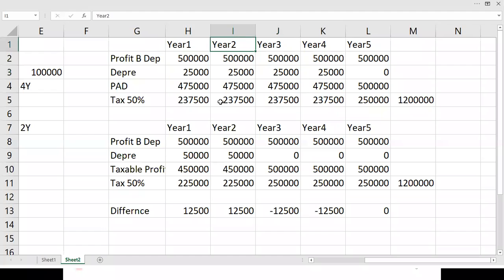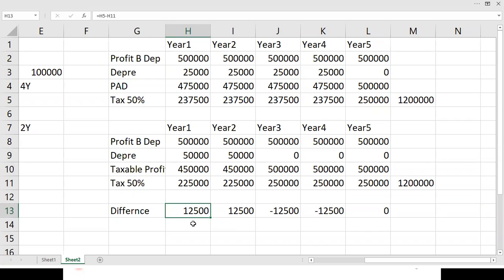In year one and year two, the company is very happy because they have a tax saving of 12,500. But in year three, what happened to them? They have to pay. They are expected to pay 233,500 tax, but government says no, you have to pay 250,000. The same thing happens in year 4. So in year 1 they are saving how much?